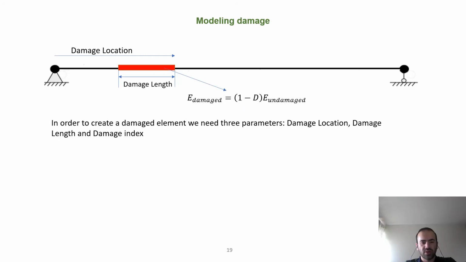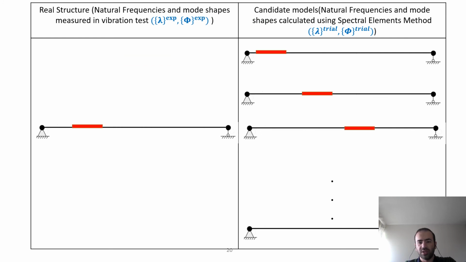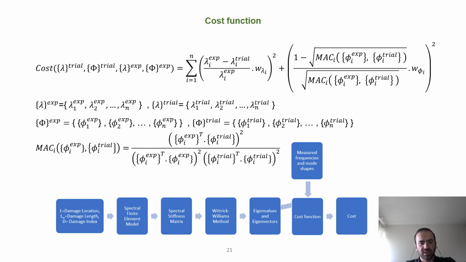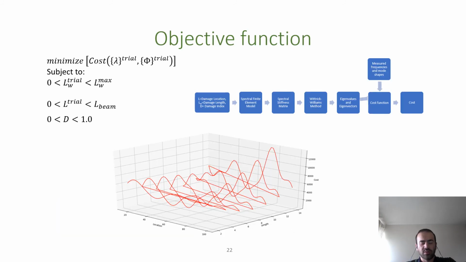We can introduce damage to our model by inserting an element with a reduced modulus of elasticity with a certain length at a certain location. We can move the element along the length of the beam and change its properties until the dynamic characteristics of our model matches the dynamic characteristics of a measurement test on a real structure. The cost function is a metric that takes in the dynamic properties of the trial structure and the real structure, and its output is an indication of how close the model is to the real structure. So the problem that we'll try to solve is an optimization problem that we try to minimize the cost function by trying different structures.